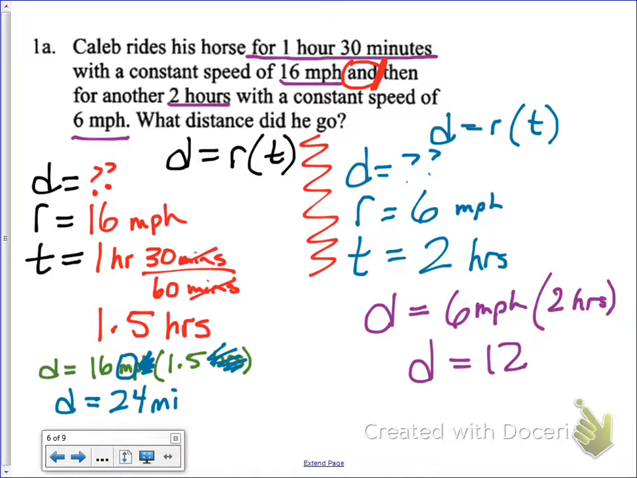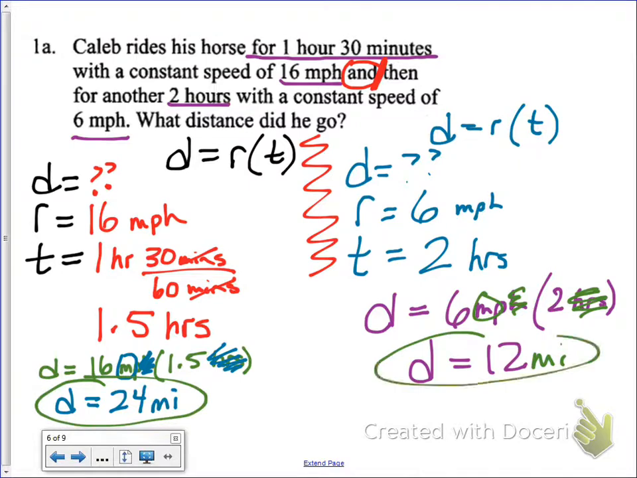And again, do I have a duplicate unit? Yes, I do. I have hours and hours. So all I have left is miles, so 12 miles. So I have 24 miles and I have 12 miles. I need to add those together. 24 plus 12 will equal a total distance of 36 miles is what Caleb rode. So when I have two sets of time and rates, what I do is I break it off into two different parts because the rates are different, and then I solve each one separately and add the distances at the end. So that is how we find the distance he went going two different speeds.